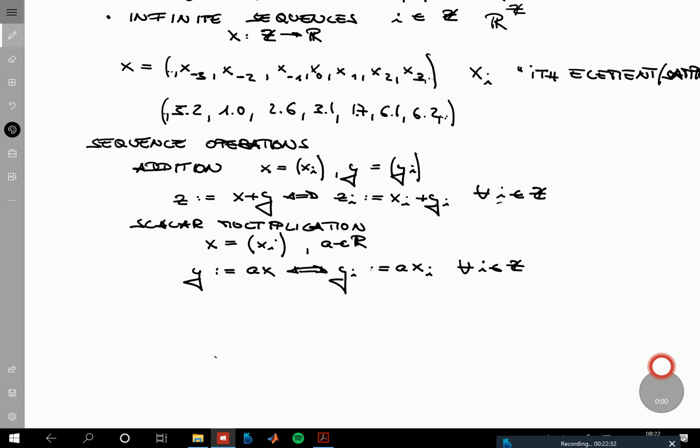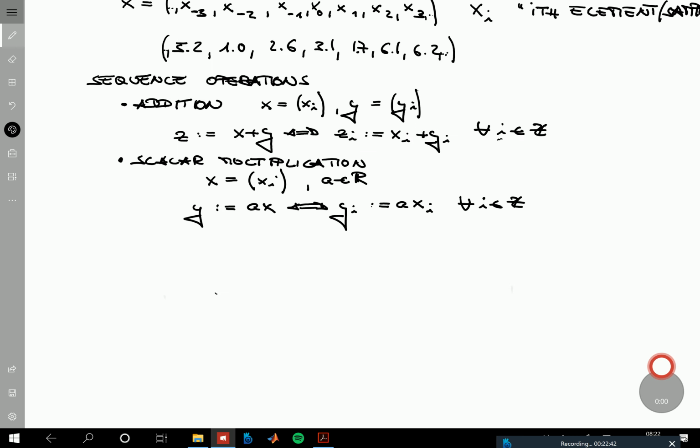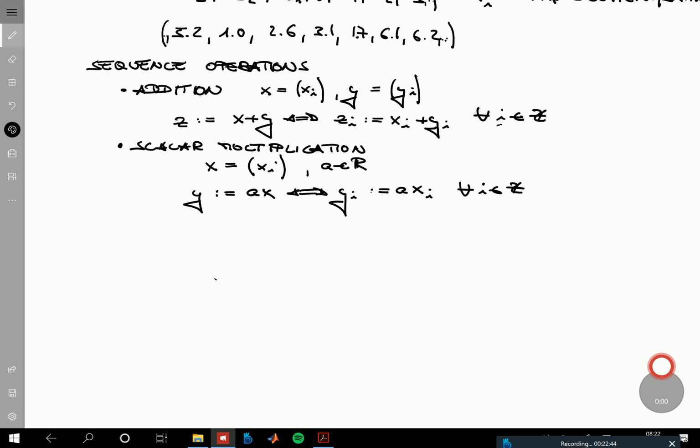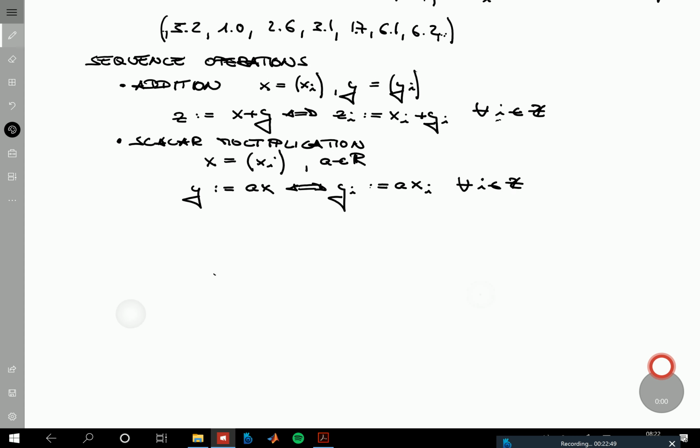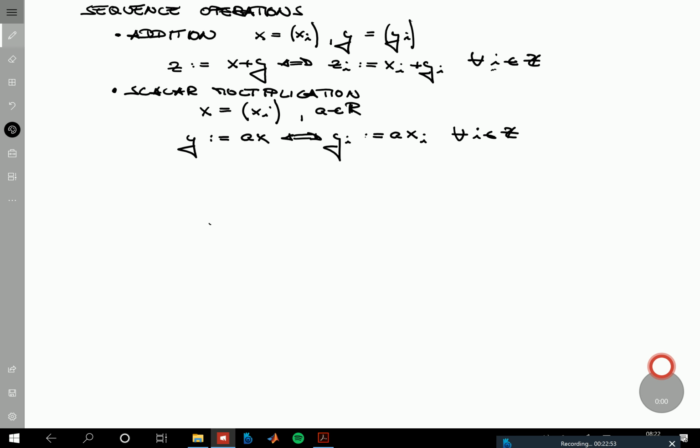So these sequence operations are really straightforward, because they work in an element-wise fashion, and of course they necessitate that the sequences are of the same type. If they're finite, the same number of elements. If they're infinite, they're both infinite, that's fine. And then you just can do these element-wise sequence operations. Questions about the operations?